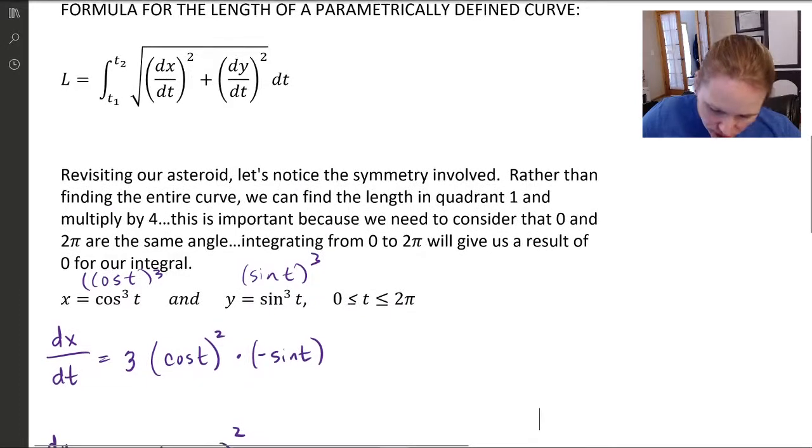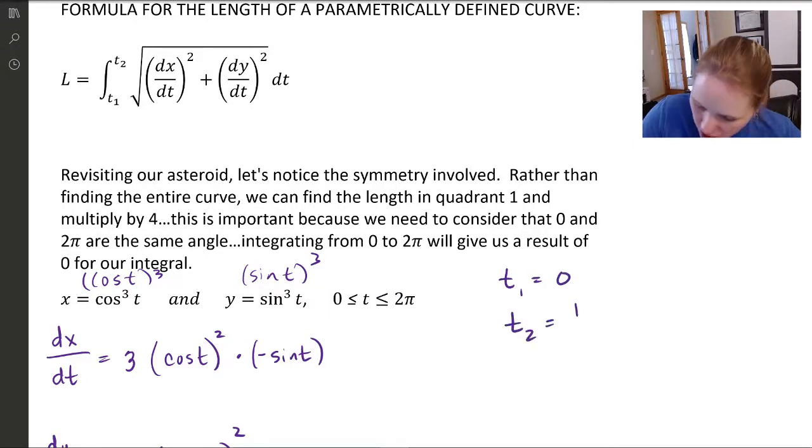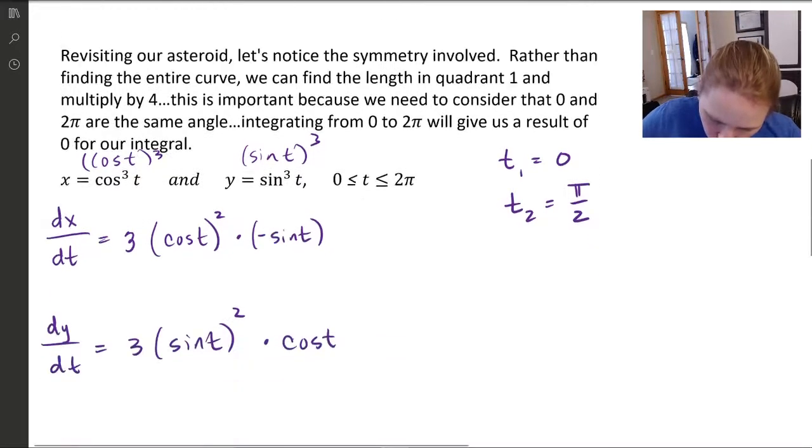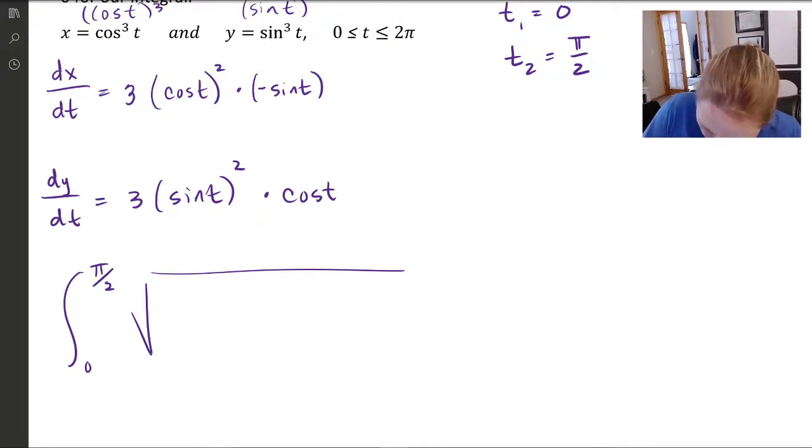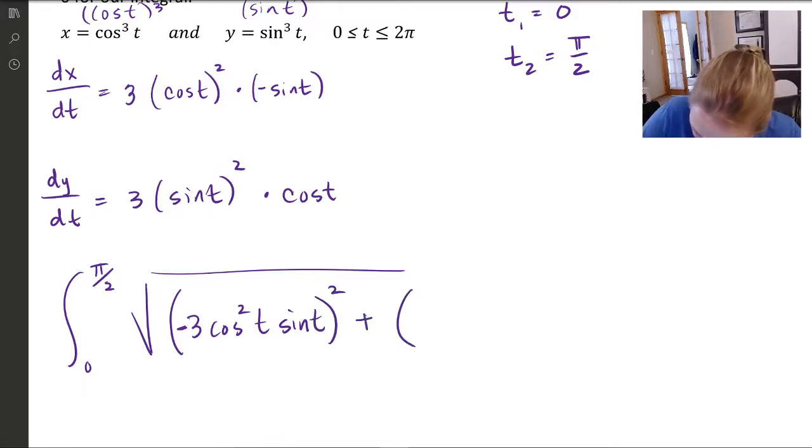Using my formula from T1 to T2. So I'm going to let T1 be 0. I'm going to let T2 just be pi over 2. And then I'm going to take that length and multiply it by 4. So here we go. My integral is going to be this. I'm going to integrate from 0 to pi over 2. And then it's the square root of dx dt squared. So it's going to be 3 cosine squared, oh, it's negative 3 cosine squared t sine t, squared, plus 3 sine squared t cosine t, squared, dt.